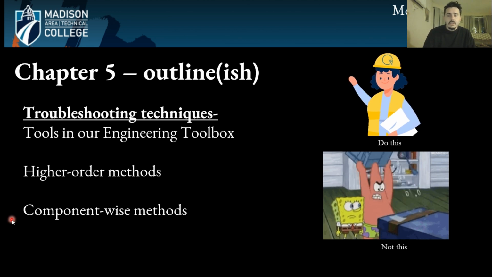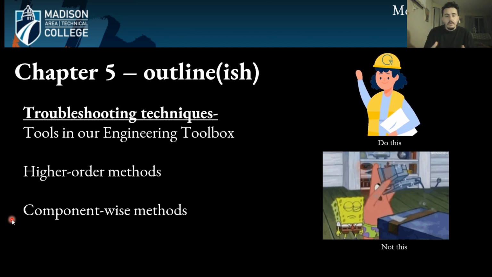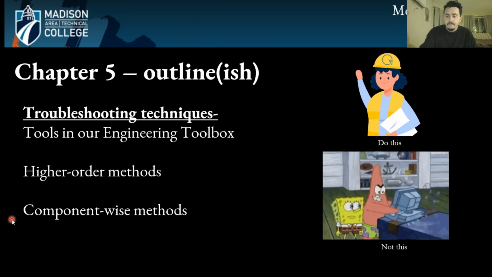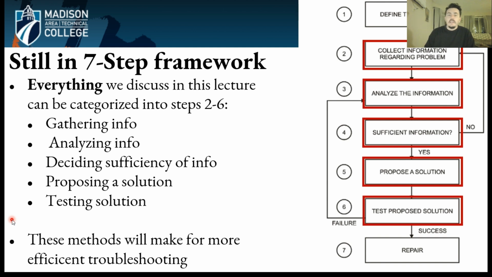So this is when we actually identify which of the subsystems has the problem, and then we look at each of the components and basically identify which of the components is causing the failure. All right, so I want to be clear that everything we're going to talk about today is still within this 7-step method. In fact, it's really like kind of a mix between steps 2 through 6. So we gather information, we analyze information, we decide if the information is sufficient, we propose a solution, and then we test the solution, all in these methods that we're going to learn today.